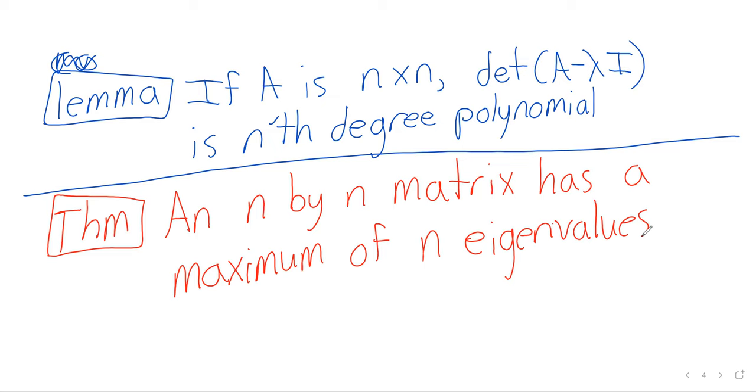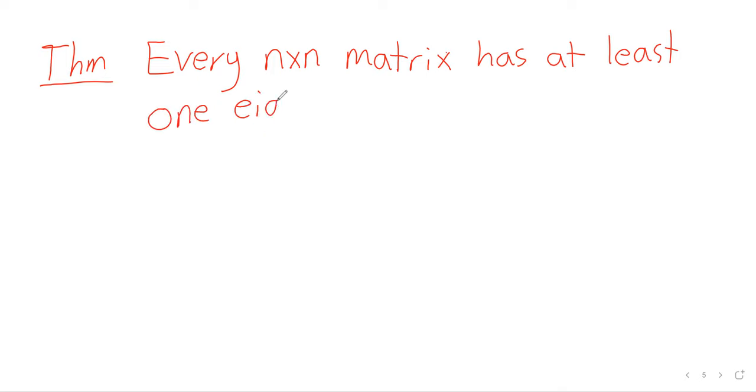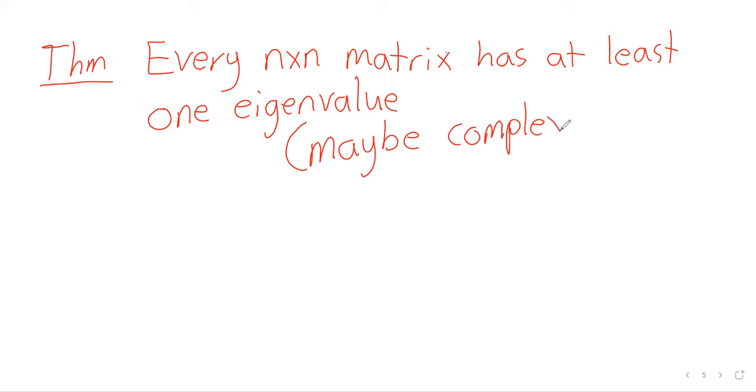And we can get another major theorem from the fundamental theorem of algebra. Theorem: every square matrix has at least one eigenvalue. And that eigenvalue might be a complex number, but that's okay.